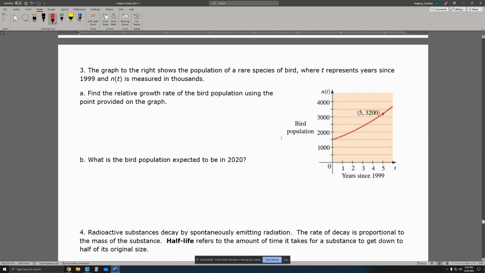The graph to the right shows the population of a rare species of bird, where T represents the years since 1999 and N of T is measured in thousands. Find the relative growth rate of the bird population using the point provided on the graph, 3,200. Okay, so to find the relative growth rate, I know that we have our ending value of 3,200 is equal to the initial population, which I can see is right here at about 1,500, times e to the RT, where R is what we're solving for and T is 5.